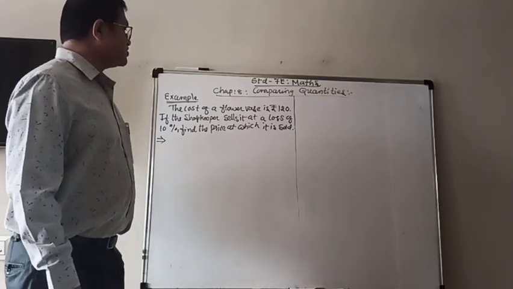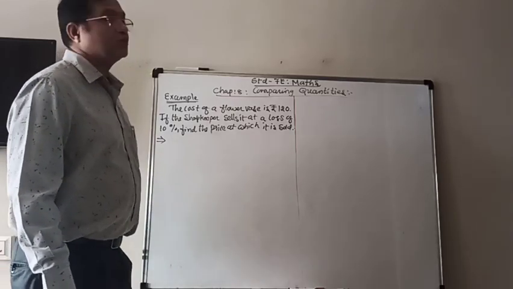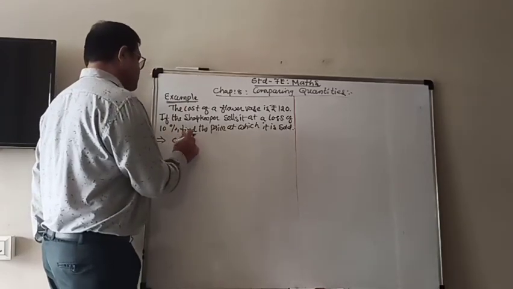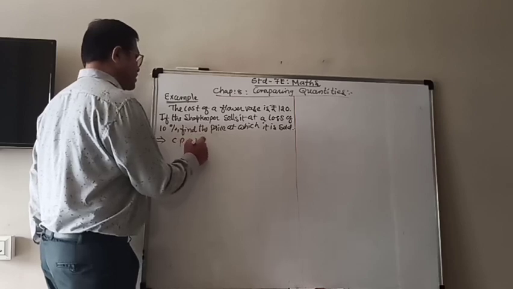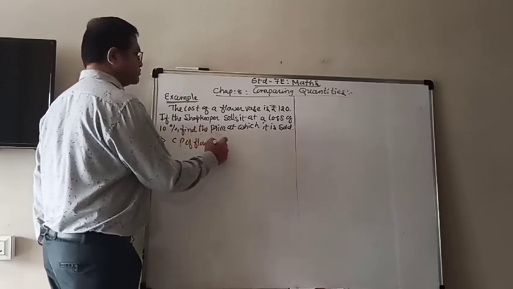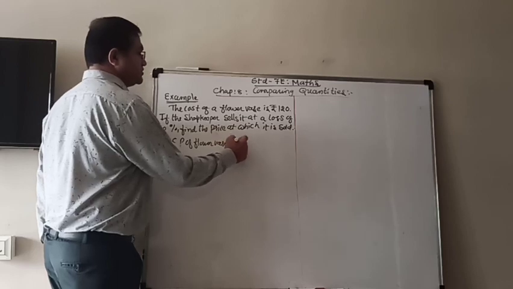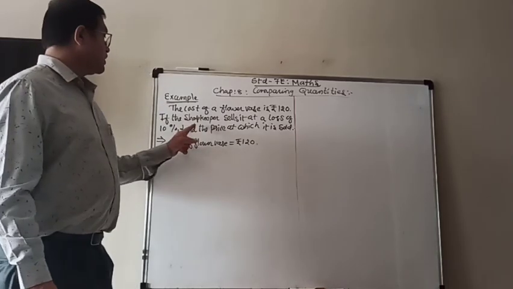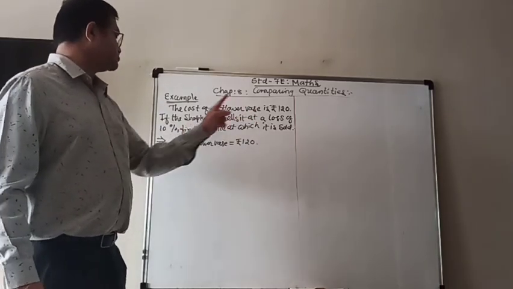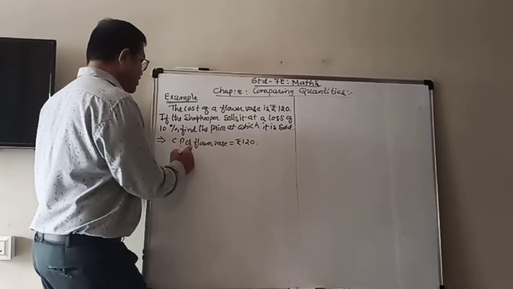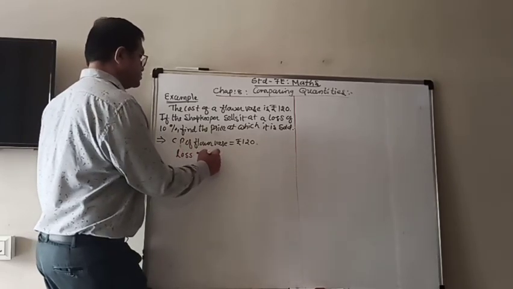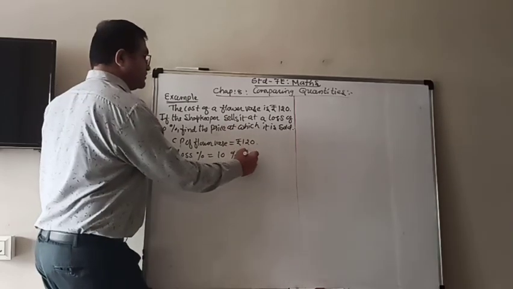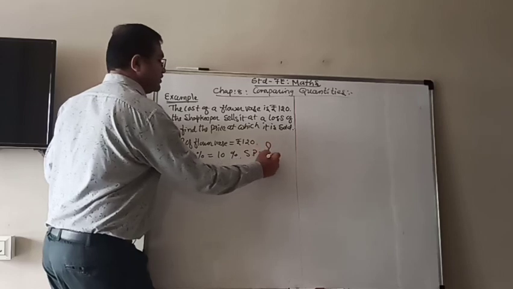Here the cost of a flower vase is rupees 120. It means that what is given? CP. CP of the flower vase is given as rupees 120. What else information is given? If the shopkeeper sells it at a loss of 10%, it means loss percentage is given. And we have to find the selling price. SP we have to find.